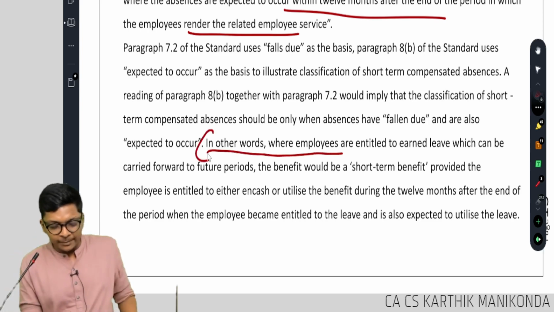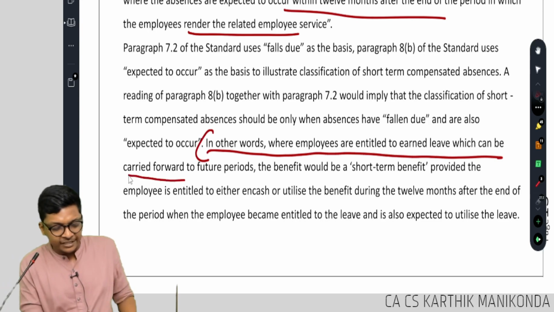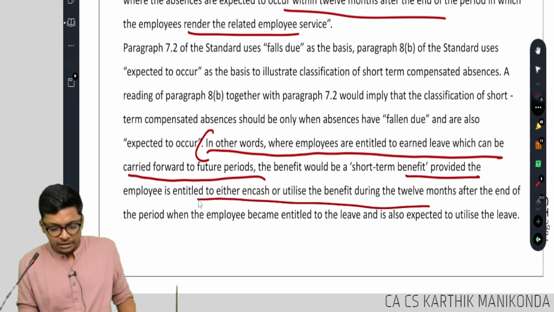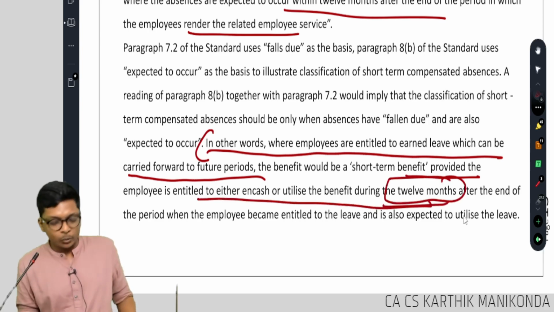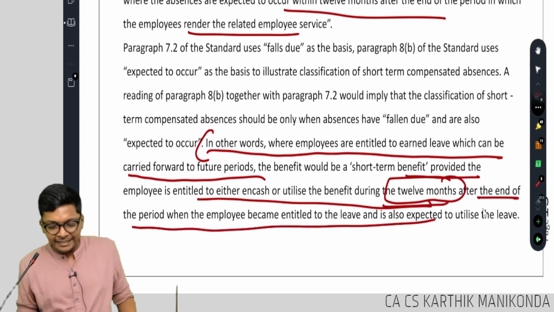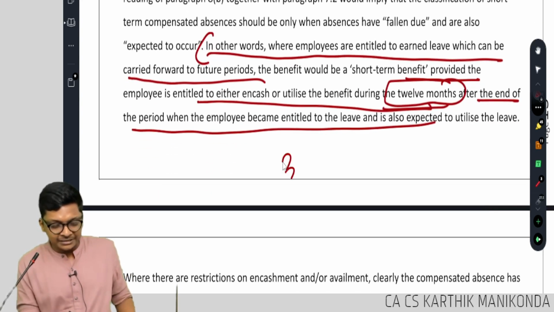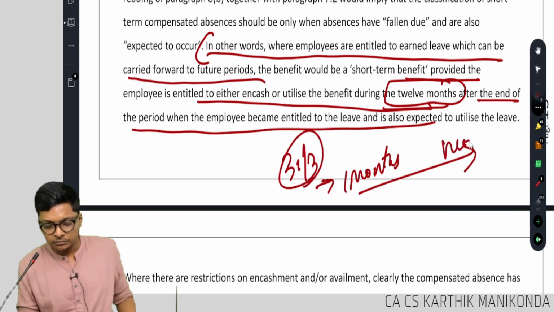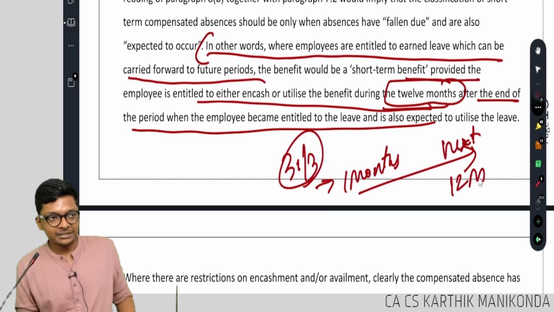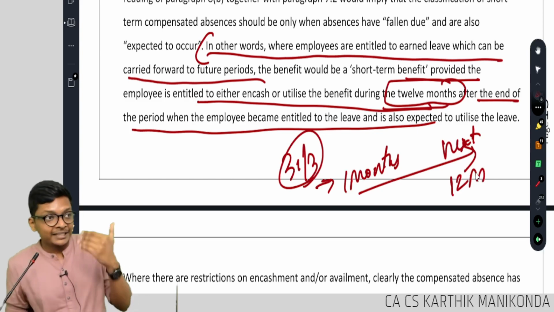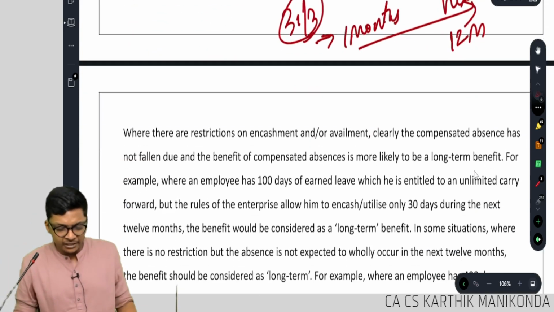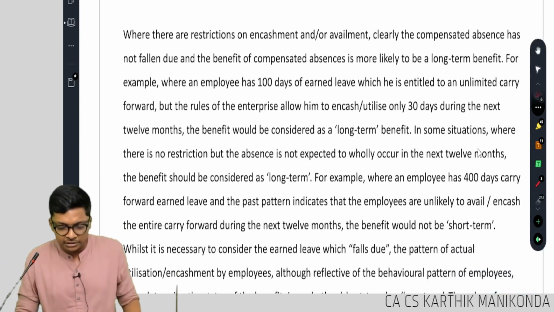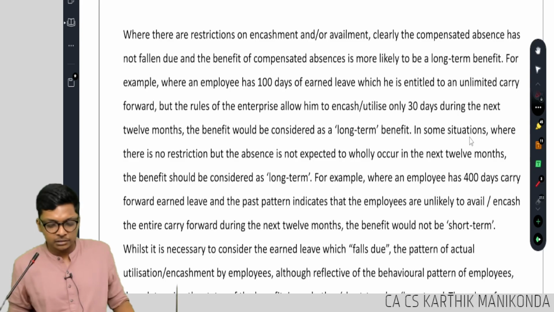In other words, where employees are entitled to leave which can be carried forward to future periods, it is short term provided it falls within 12 months from the end of the period when he became entitled to utilize it. That means on 31st March, Rajaram got 1 month of leave. He is supposed to use it within the next 12 months. If not, he can carry forward for the next 5 years. Look at this, then it becomes long term. Are you following, guys? Okay.